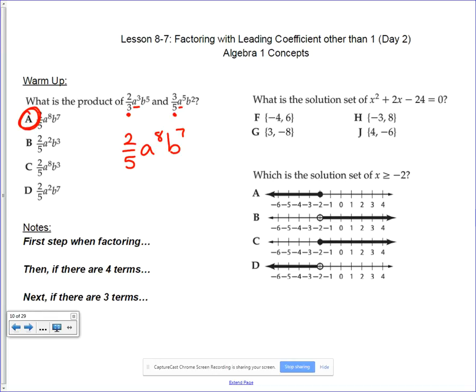Everybody okay with that first problem? Yes? I want to go over there. It says, what is the solution set? If it's a solution, what should you do with it if you've got all the answers right here? Plug it in. So grab your calculator. What do you guys want to start with? You want to start with F, G, H, or J? F, okay, here we go.